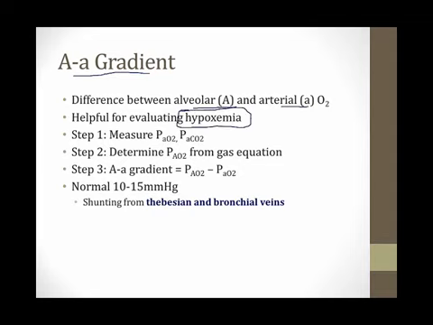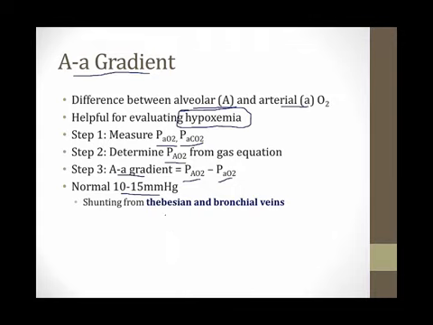In order to calculate the AA gradient, step one is to measure the P little aO2 and the P little a CO2. These are both determined from an arterial blood gas test. You then determine the P big AO2 from the gas equation on the last slide. You can then calculate the AA gradient by subtracting the P big AO2 minus the P little aO2. And normal is about 10 to 15 millimeters of mercury, and as I mentioned before, this is because some blood bypasses the alveoli and mixes with the arterial blood.